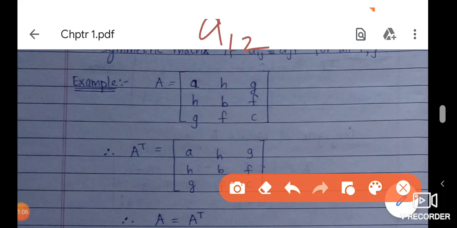Then the next H is present in the second row and the first column, so its position is A21. So both are the same, right? Both H are equal, so Aij is the same as Aji. The same thing you can check for G. The position of this G is in the first row and the third column, so it must be the same as A31. Let us check. This G is present in the third row and the first column. So that's why the definition is: a matrix A is symmetric if Aij is the same as Aji.